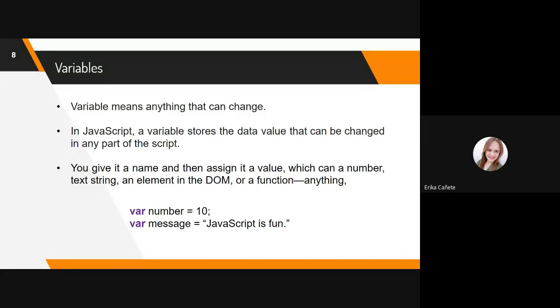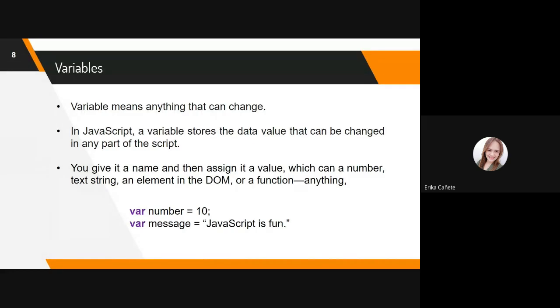In the example in our presentation, we have declared a variable with the name number and the value 10. Then another variable with the name message, and the value is a string, "JavaScript is fun". That is a string because it is inside double quotation marks.